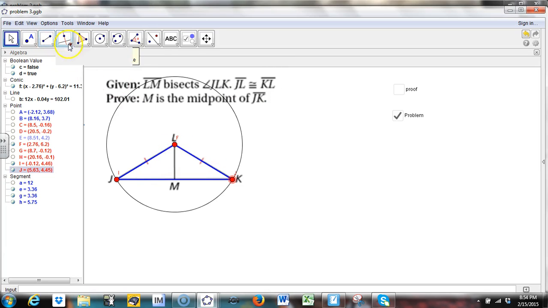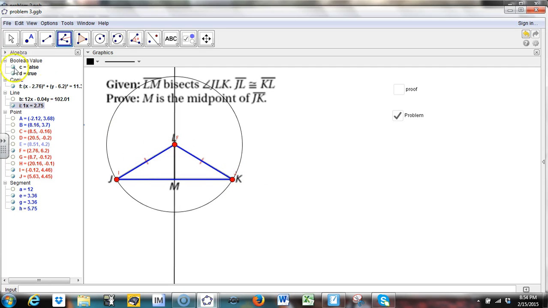So I'm going to grab my angle bisect tool, actually. And I'm just going to click on this angle, which would be JLK, right? And notice we get this line to go right down the middle of that angle there. So what that means is where that angle bisector meets our base at point M, then this means that M is going to be the midpoint, right?